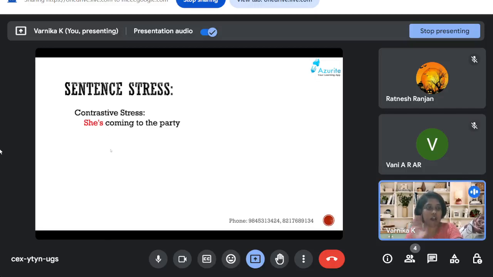Just pay attention to how they sound to you right now. Okay. So first sentence, if I simply read the sentence without any stress, it sounds like: she's coming to the party, right? A simple sentence. Now, if I say, "She's coming to the party," how does it sound? I'm stressing on she. So it shows that I can't believe that this person is coming to the party, right? It sounds like a question. Like, really? Is she coming?